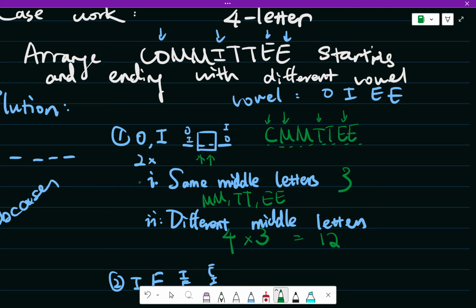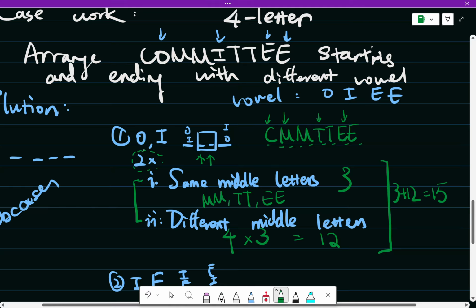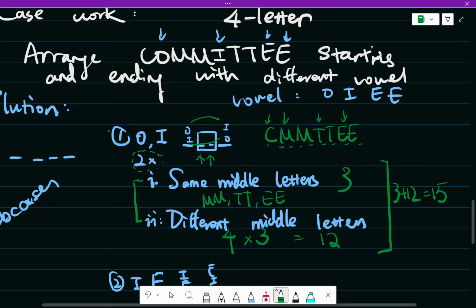And since these two are parallel subcases that never happen together, they're mutually exclusive. So the total cases entailed by these two subcases are 3 plus 12, which is 15. And we said for whatever arrangements emerge from these two subcases, we need to multiply by 2 to account for OI and IO. So essentially, the total cases entailed in big case number 1 is 2 times 15, which is 30.